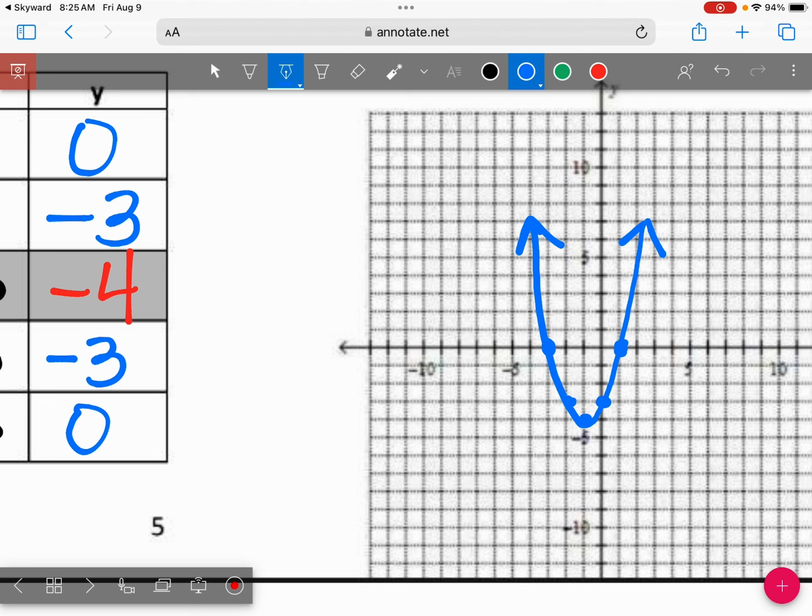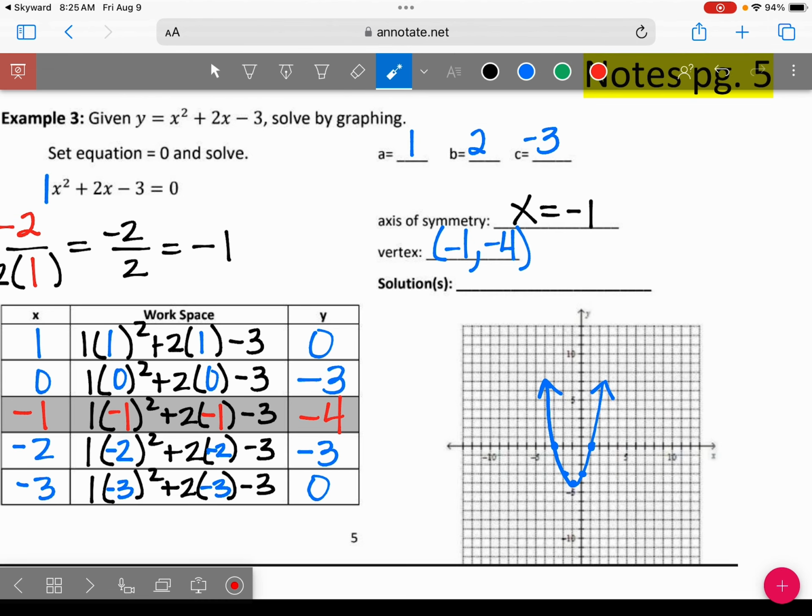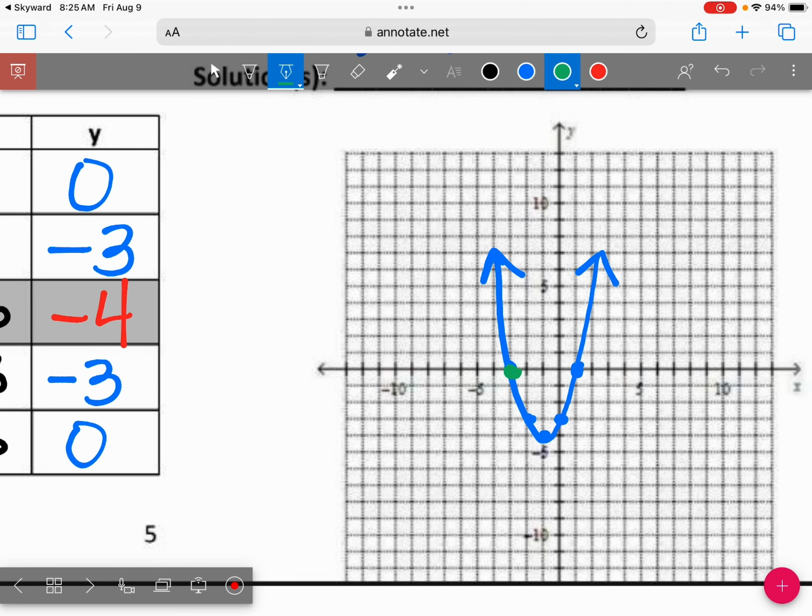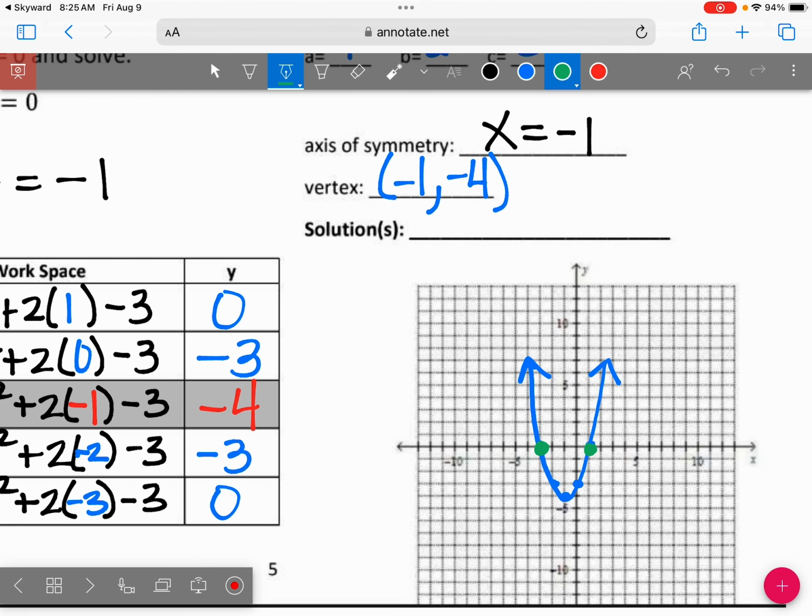And the solution is where it crosses through the x-axis. So where does it cross through? It crosses here and here. 1 and -3. Let me go ahead and put green dots. This is our solution. So that would be 1 and -3.